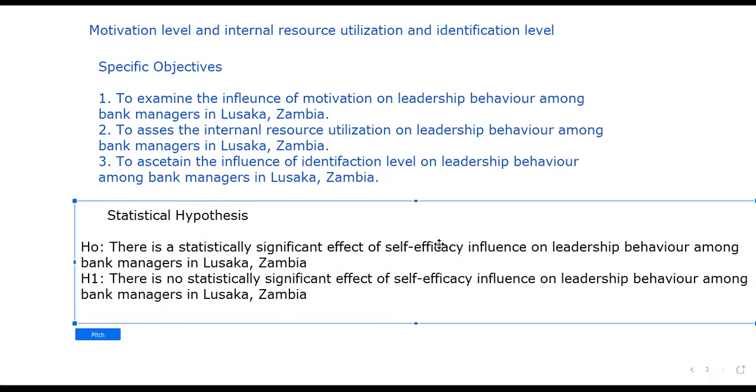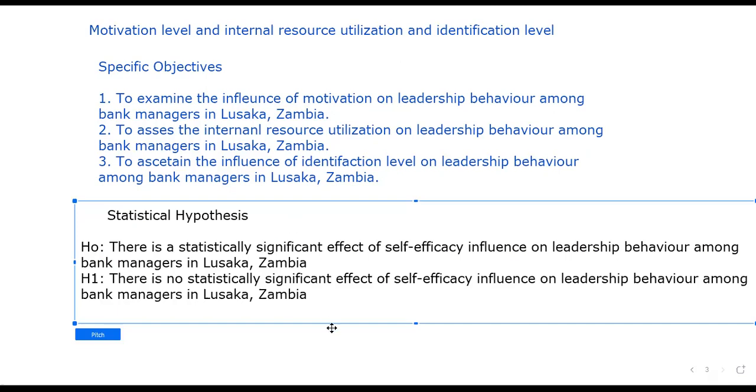If she asked you what is the correlational hypothesis, then you have to put it in a relationship format. There is a positive relationship between that, and then there'll be a negative relationship between that. And all the time you state the null and the alternative.